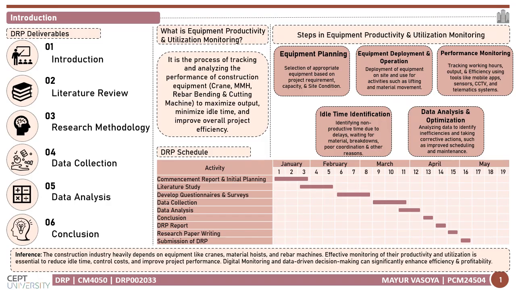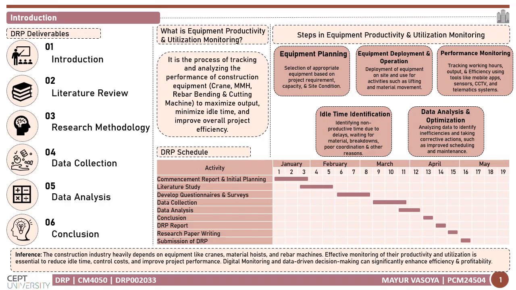This slide also presents the main DRP deliverables: introduction, literature review, research methodology, data collection, data analysis, and conclusion. This structure represents the complete research journey. First, I establish the background and need for the study. Then, I review existing literature, develop the methodology, collect the site and survey data, analyze the results, and finally propose improvement measures. The central part of the slide explains the steps in equipment productivity and utilization monitoring.